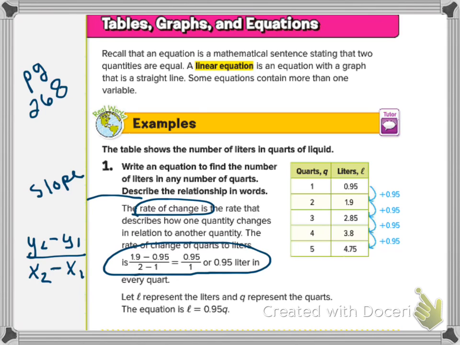Now, because the calculations show that the rate of change or slope is 0.95, they're writing the equation as L is equal to 0.95Q. Now, that is the same thing as y equals 0.95x. We're just using different variables for the x and the y. So we're just saying, okay, the quarts are your x value, and the liters are your y value, so that it applies in the context of the story.